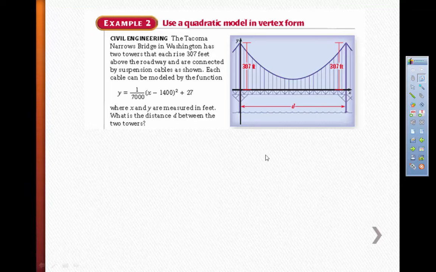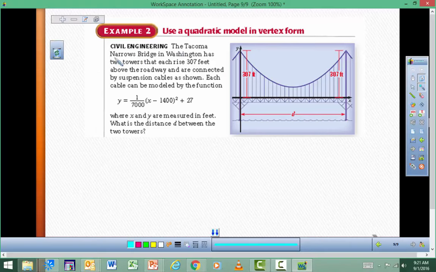Alright, well here's an application problem. Let's take a look here. It says the Tacoma Narrows Bridge in Washington, it's in Tacoma, has 2 towers. The towers rise 307 feet above the roadway and are connected by a suspension cable. There's this cable that comes across like this, and those cables are connected to the road right here, and so there's a lot of weight on this cable and it's holding up that bridge.